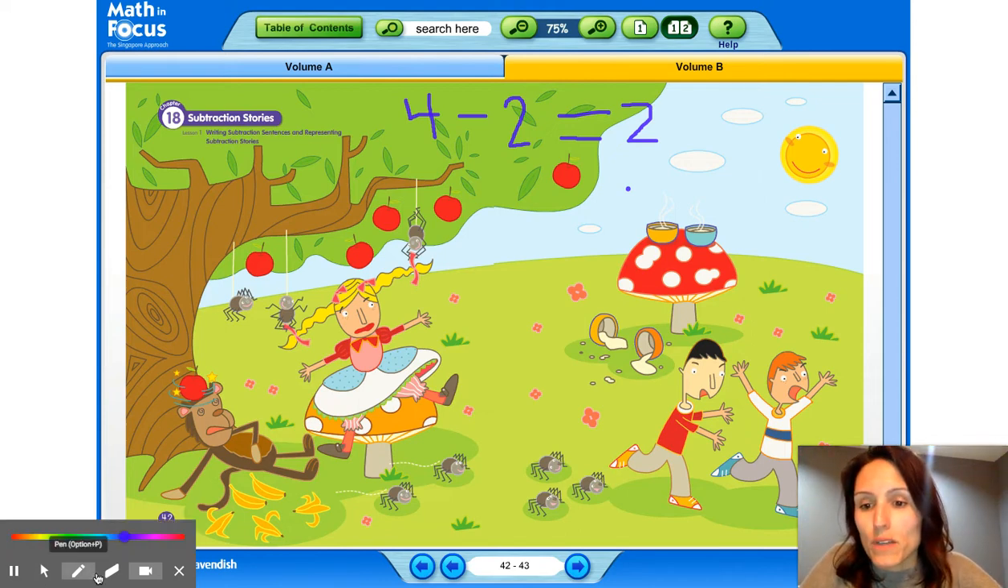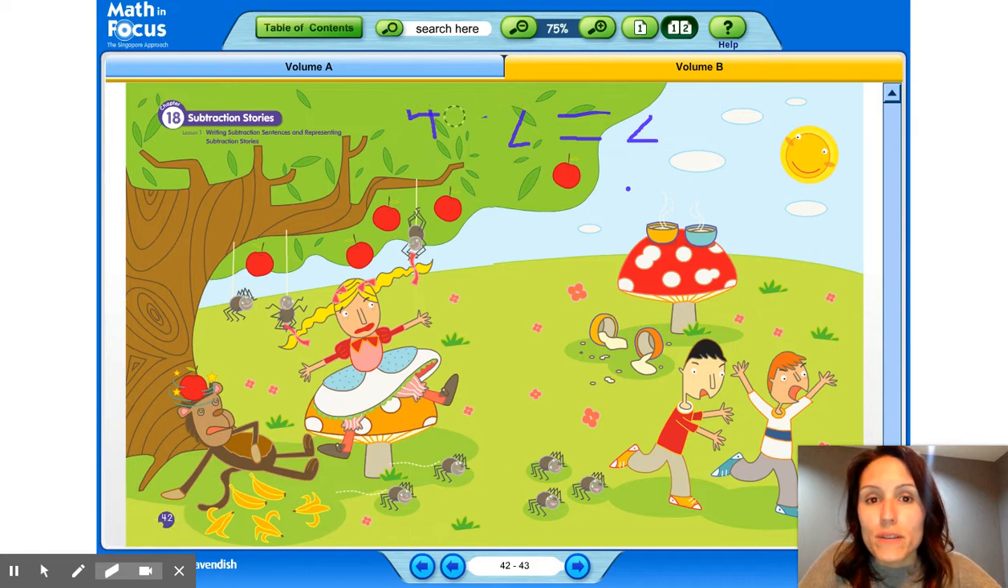Okay, let's move on to another problem. Let's take a look at the apples that are in the tree. In this picture, there are some apples. Some are in the tree and some are not. But again, when we're writing that subtraction problem, we need to count first how many there are all together.